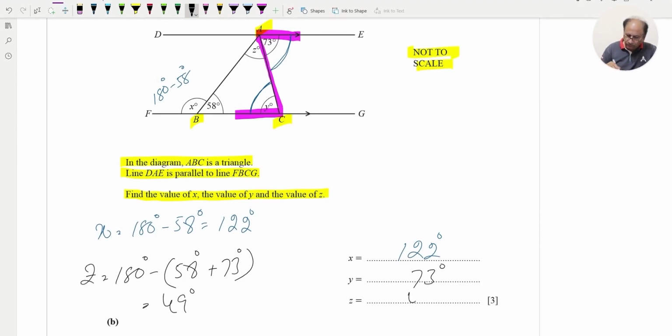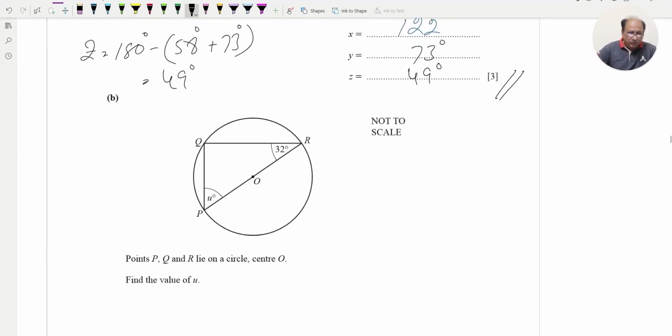So the answer will be 49 degrees. This will be our final answer for 3 marks. Now for B part, they're saying the diagram is not to scale. Points P, Q, and R lie on the circle. Find the value of U.